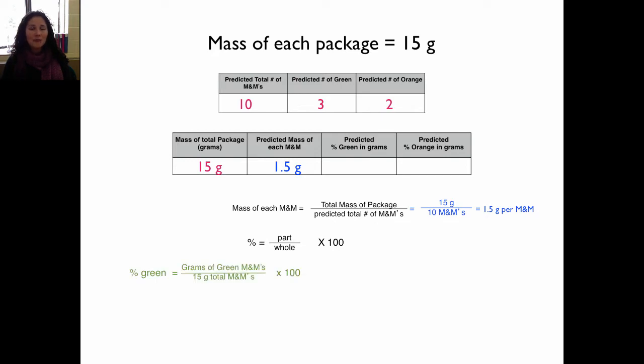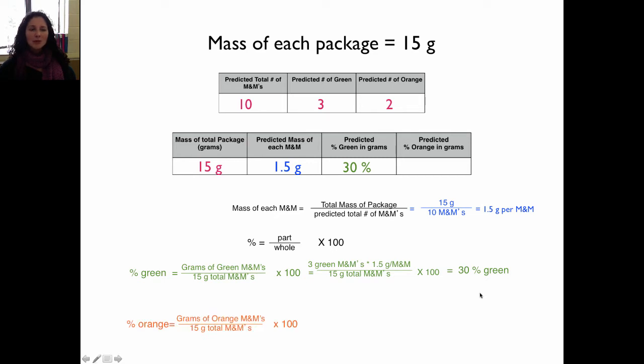Here's the formula I would use for the green M&Ms. I need to find the grams of the package that are due just to the green M&Ms and divide it by the mass of the total package in grams. So to find the mass of the green M&Ms, I'm going to use my predicted number of green M&Ms multiplied by the mass per M&M. So on the top of this equation, I would get the mass of green M&Ms in this package. And then I'll divide it by the mass of the total package and multiply by 100 to get a percent. And in this case, I get 30% green M&Ms.